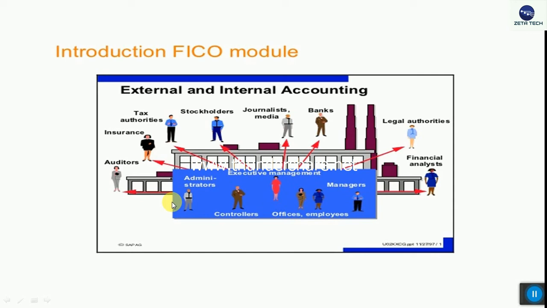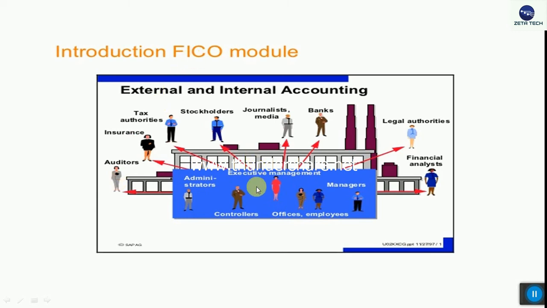We know that two types of activity are going on all the time in different types of organizations, whether a business or an MNC company. First, this type of activity involves auditors, insurance, tax authorities, stakeholders, journalists, media, banks, legal authorities, and financial analysts. This domain of activity is important for FICO. This whole domain is controlled by one module, called the FI module, the finance module.